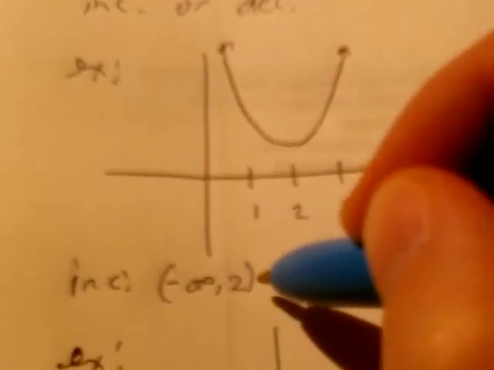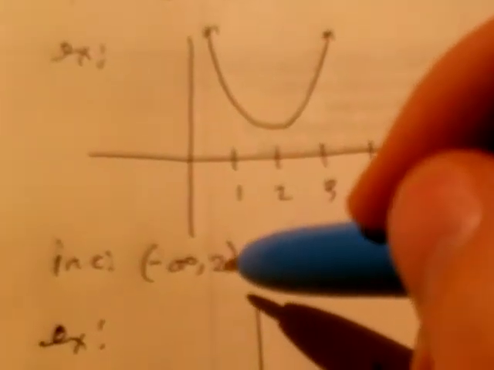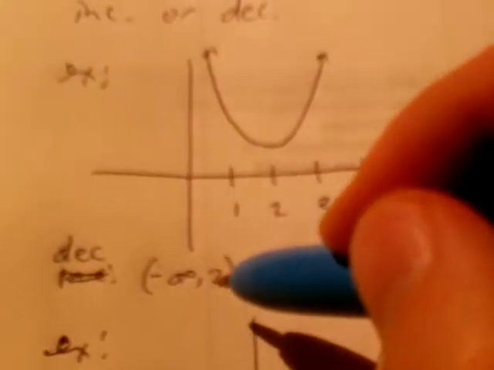So we have increasing, and we're going to be increasing from negative infinity to 2. And we're going to use the open interval because, well, I'll talk about that right now. We can see that it's not increasing there, it's decreasing. My apologies. That's decreasing from negative infinity to 2.